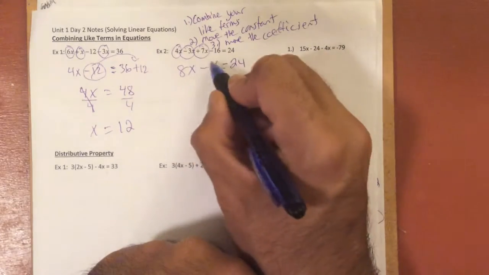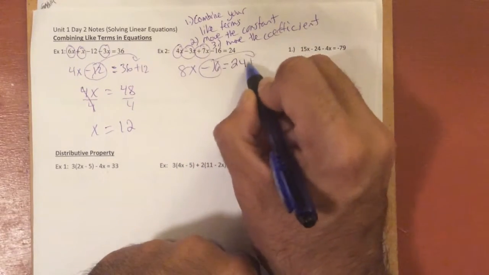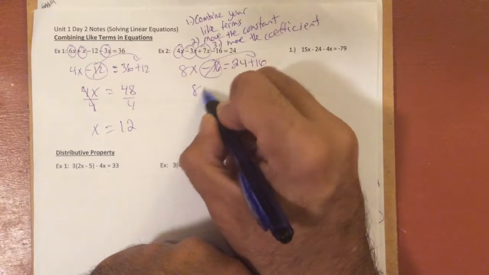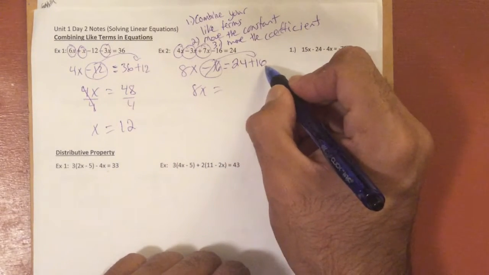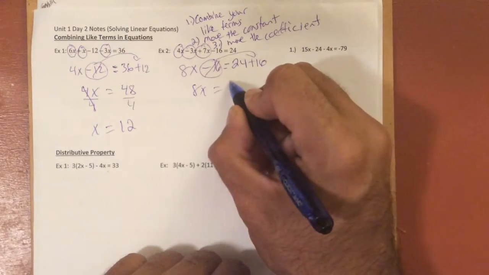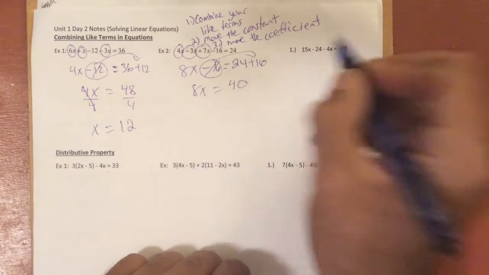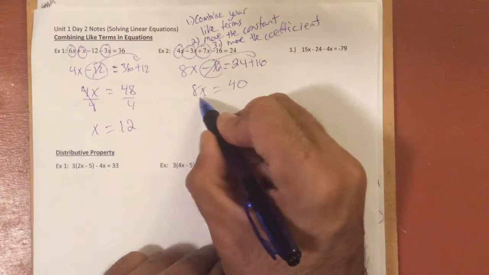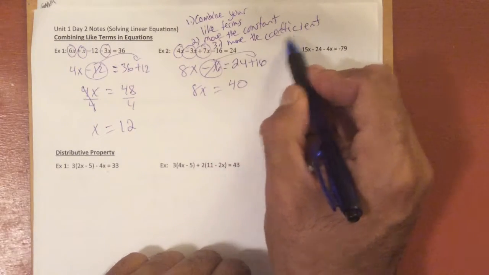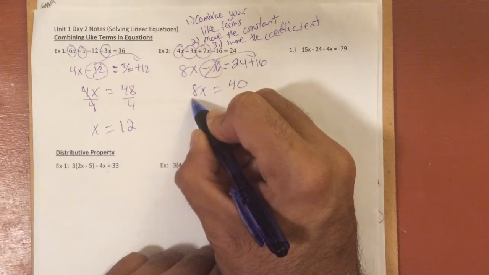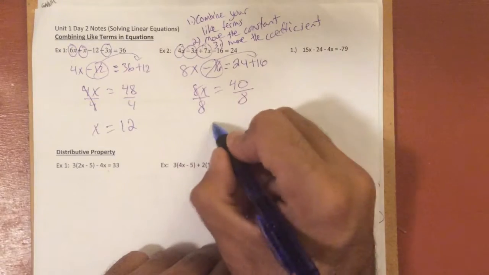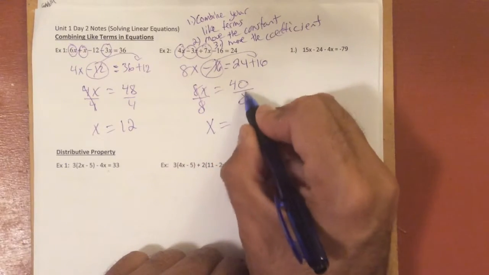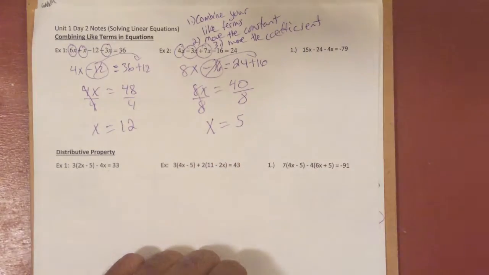Now, of course, you would like to jailbreak the constant, which is the plus 16. So 8x equals 24 plus 16. So 24 plus 6 is 30, plus 10 is 40. So the last step is to move the coefficient. So that will be the number in front of the x. So that means the opposite of multiplying by 8 is to divide by 8. So my final answer is x equals 40 divided by 8, which is 5.